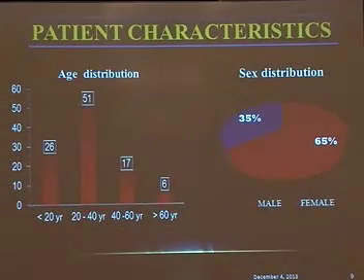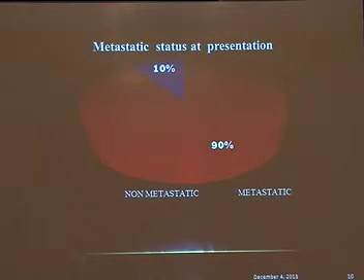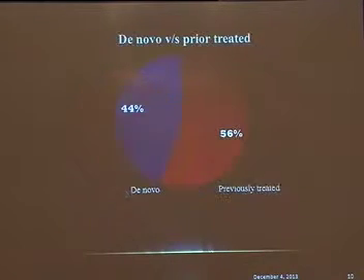Now, coming to the patient characteristics, the majority of the patients were in the economically productive age group of 20 to 40 years. This stresses the importance of limb sparing surgery in this malignancy. Male to female ratio was around 2:1. 10% were metastatic to start with, and all of these patients had mets to the lungs.